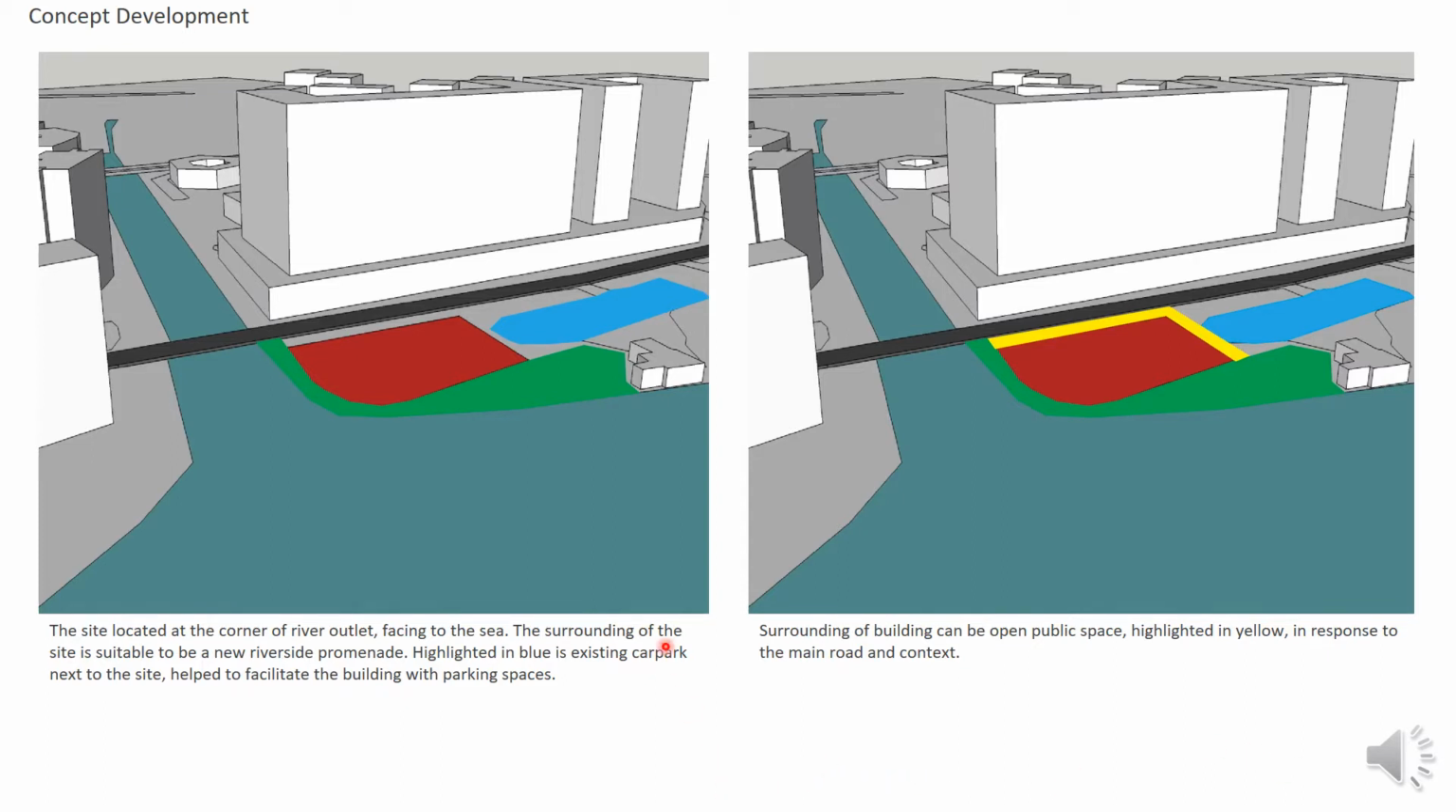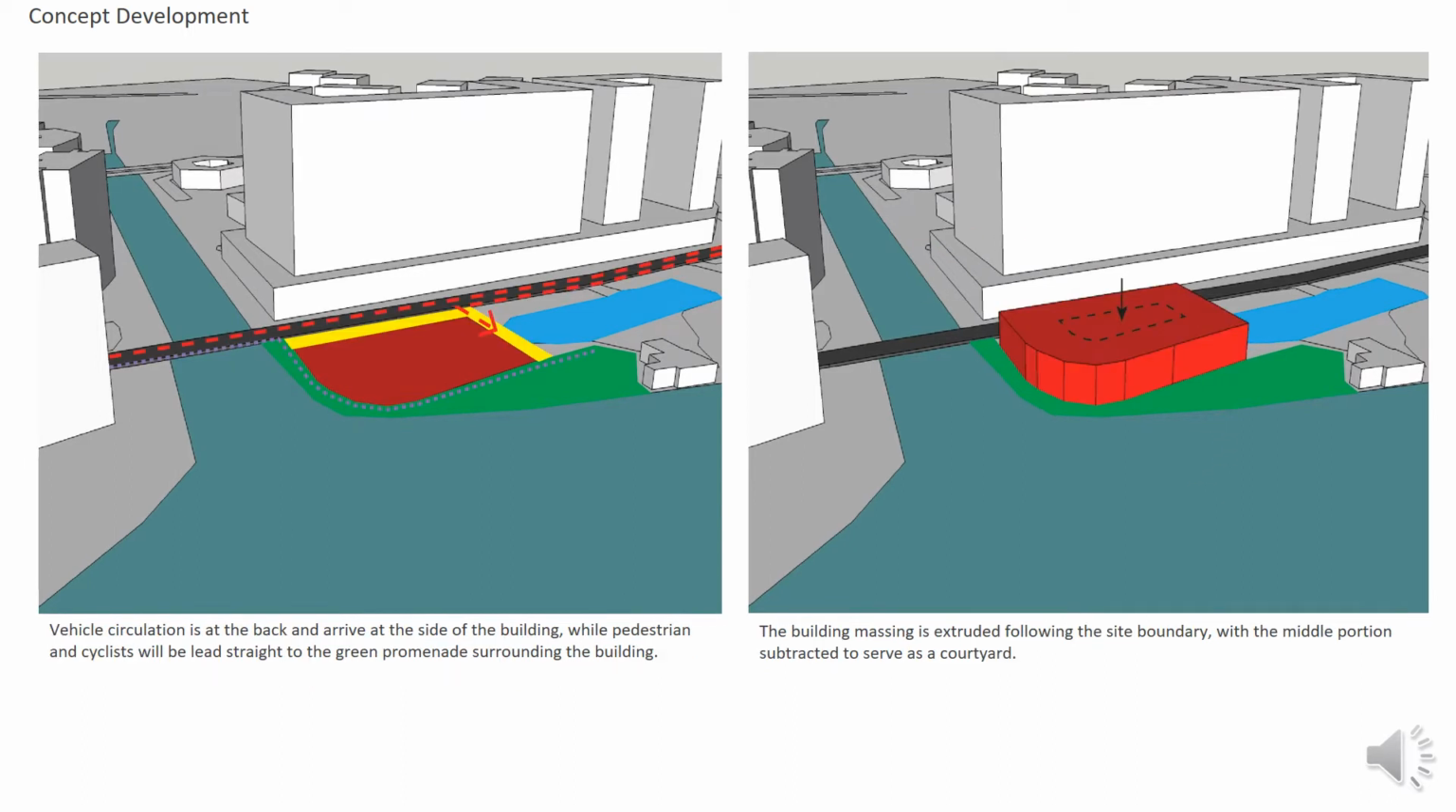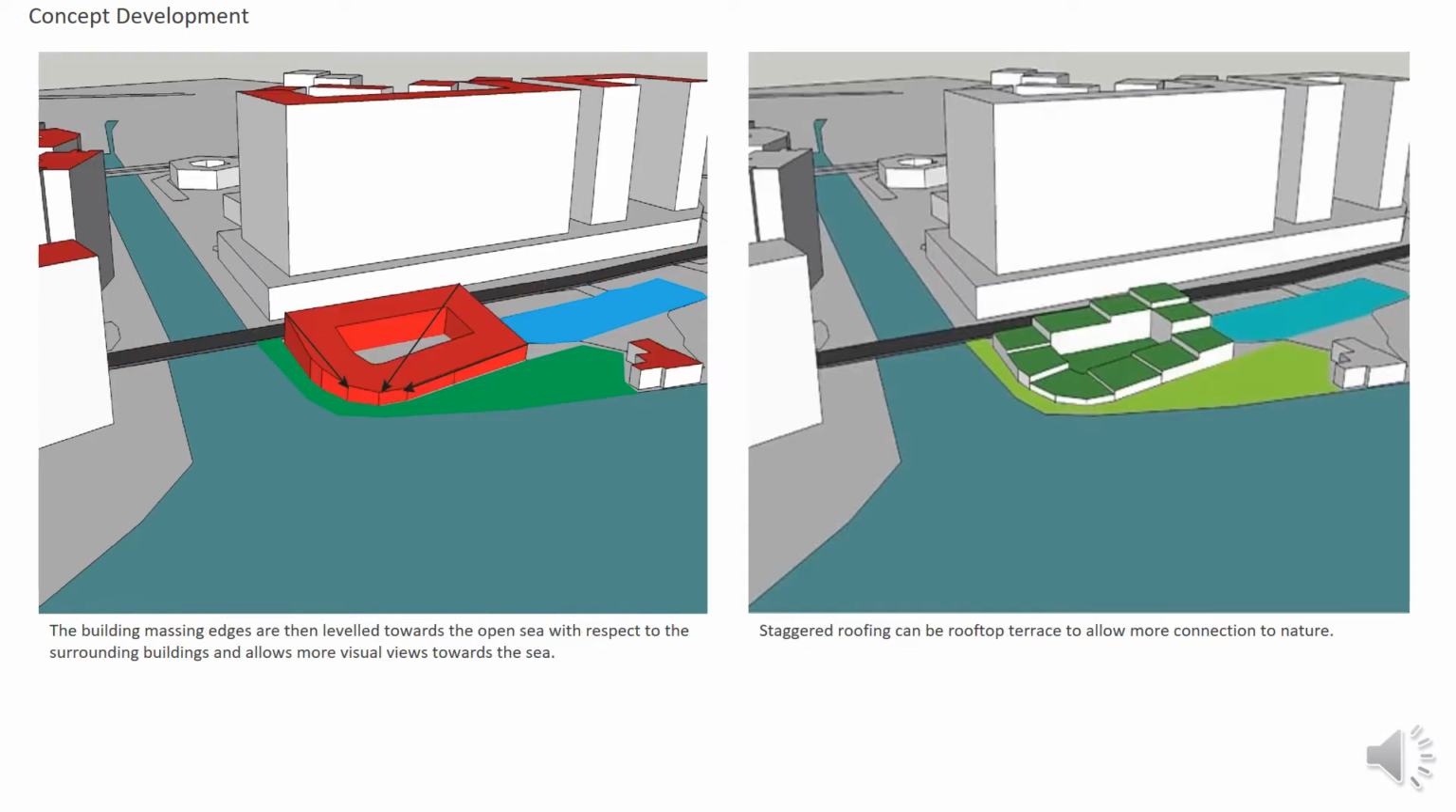So here is my concept development. First, my land is located at the river outlet facing the sea. The yellow one I will leave as public space to respond to all the neighbors. Then this is the traffic flow, vehicles and the car park. Since we just did the typology of the courtyard, I need to serve as the one space. My building form is enhanced from the surrounding building height. You can see that the surrounding building height is the red color.